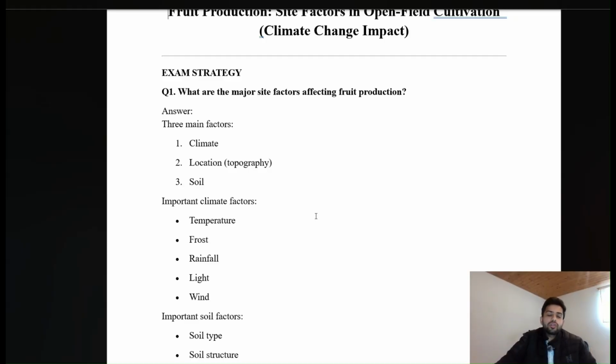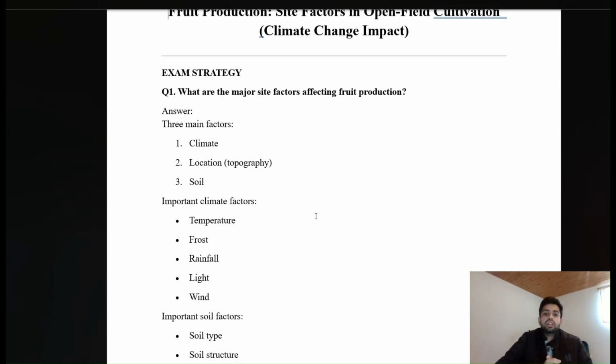So our first question will be: what are the major site factors affecting fruit production? Just focus on the main things. Don't go too deep, because you will write something. You should know the main factors, main climate factors, and all these things.